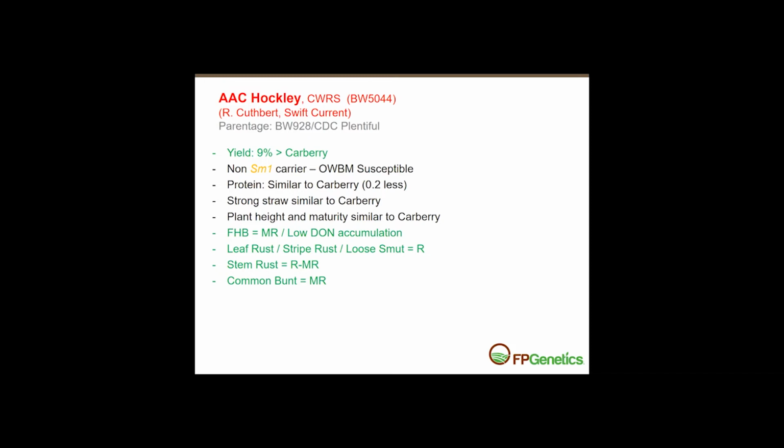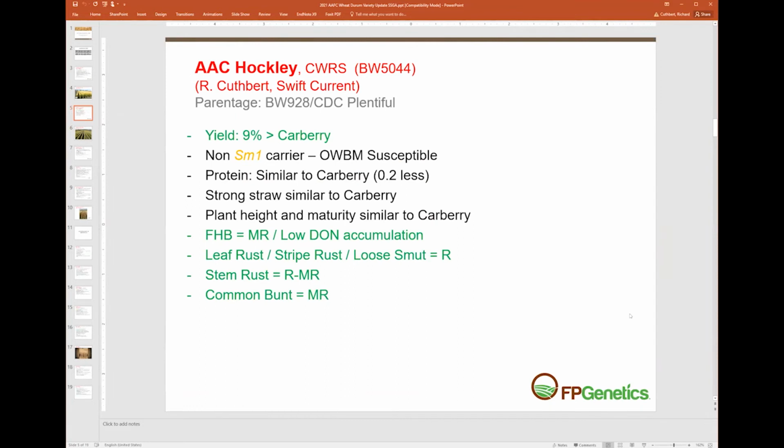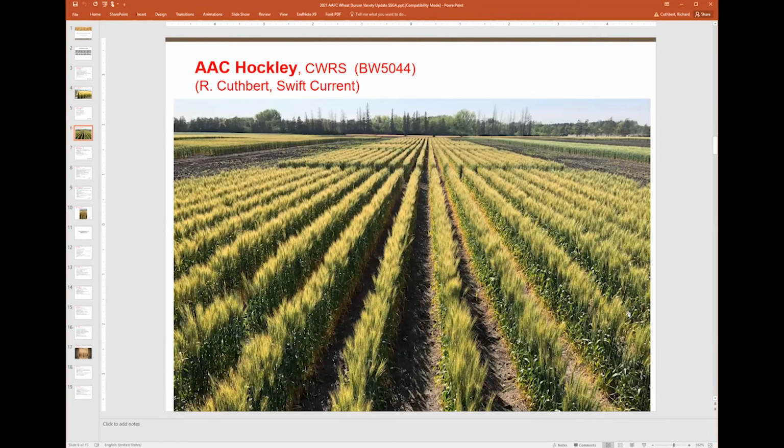And it has a very strong disease package otherwise for leaf rust, stem rust, stripe rust, loose smut, and common bunt. Quite a strong package. So this could be a nice replacement for Brandon. It won't have the yield of some of the SM1 lines because it doesn't have that extra protection, but if you're not looking for an SM1, this could be of interest. So yeah, we did Hodge, Hockley. That's what Hockley looks like.